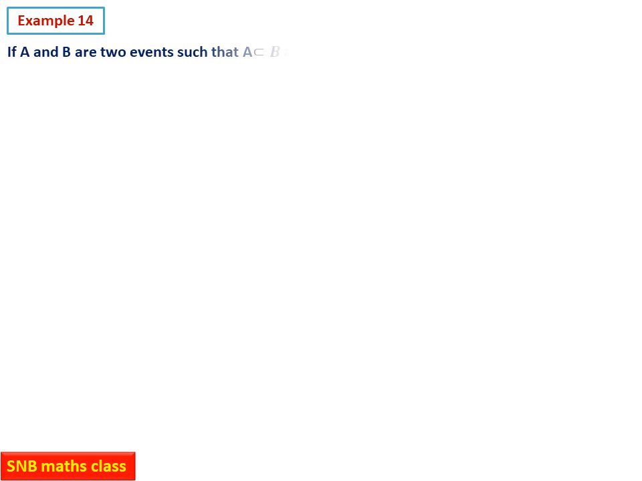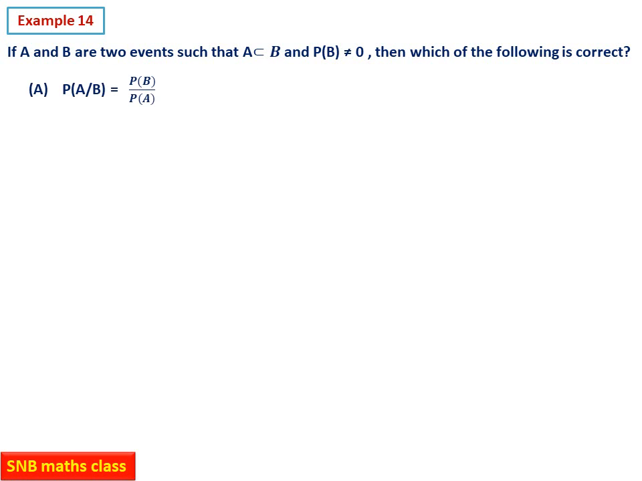Next, example 14. This is a concept based question. If A and B are two events such that A is a subset of B and probability B is not 0, then which of the following is correct? A, probability A given B equal to probability B divided by probability A. Second one, probability A given B is less than probability A. C, probability A given B is more than or equal to probability A. And D, none of these. So these are the 4 options.